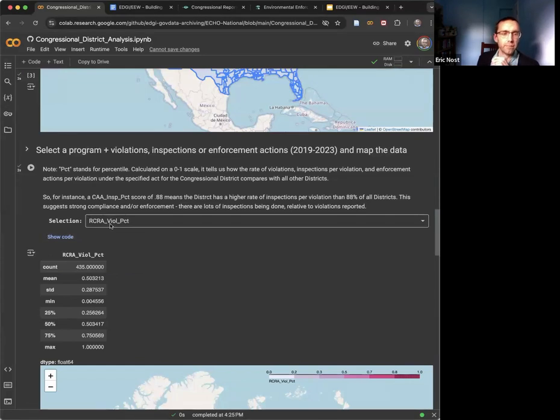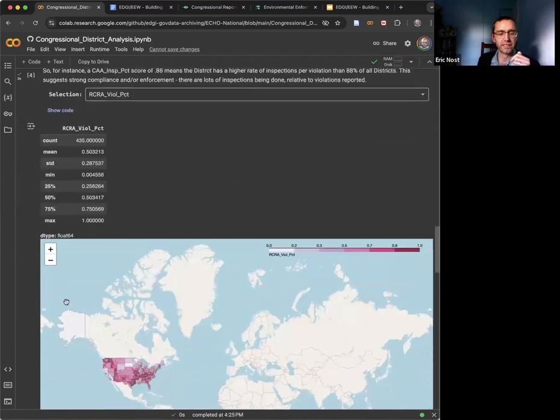So by default, we are looking at the Resource Conservation and Recovery Act, RCRA. And here we're looking at the percentile that a district scores in terms of violations of RCRA over the past 5 years. What that means basically is how many congressional districts a specific district is doing worse than when it comes to violations. Maybe it'll be clear if we look at a specific example here.